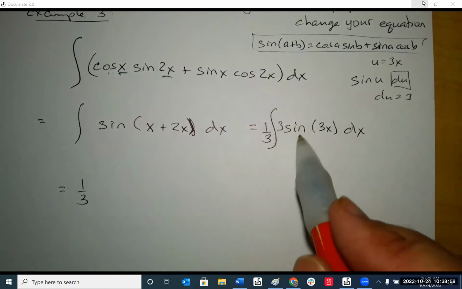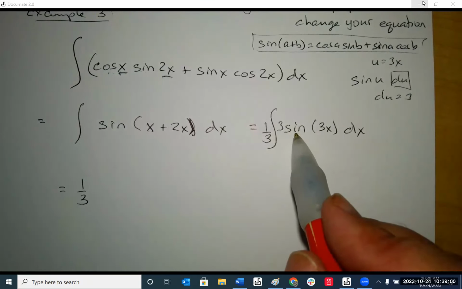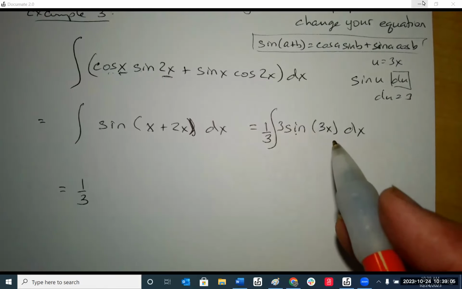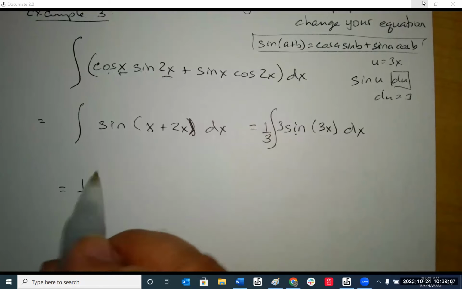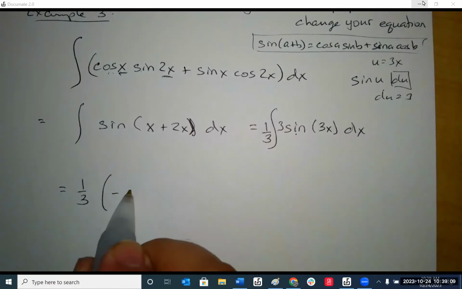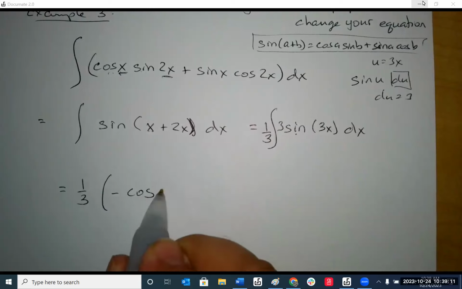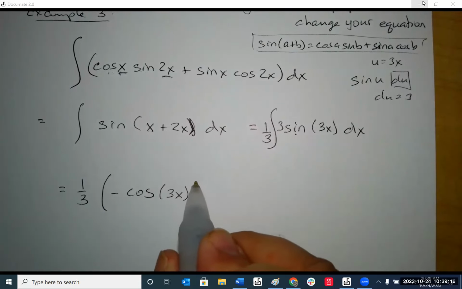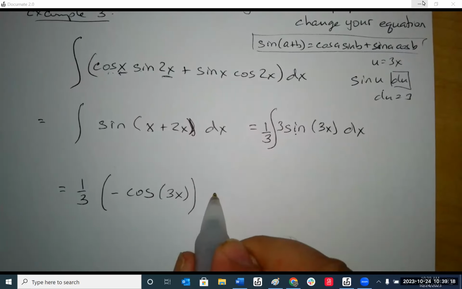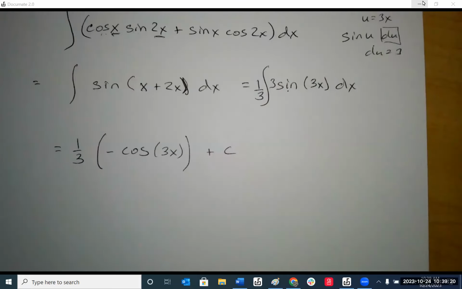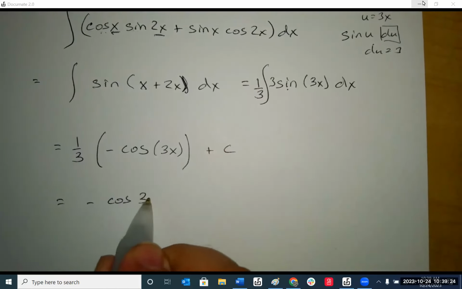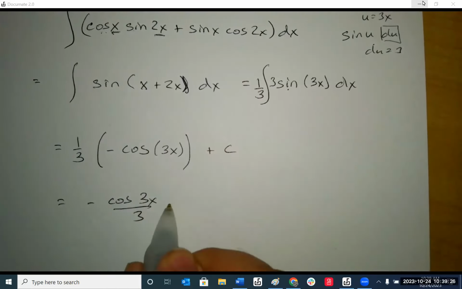So the integral of sine is what? Negative cosine 3x, plus c. So the answer is really negative cosine 3x over 3, plus c. That's the way you could write it.